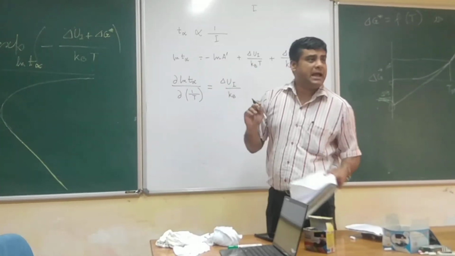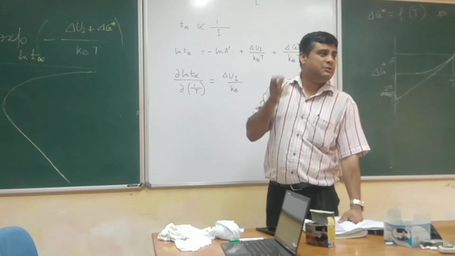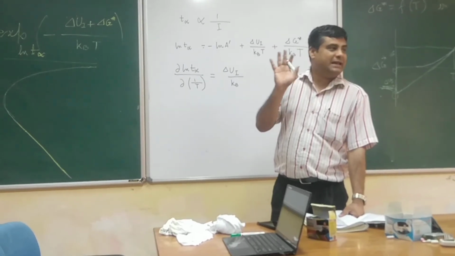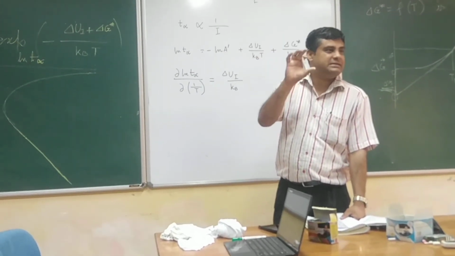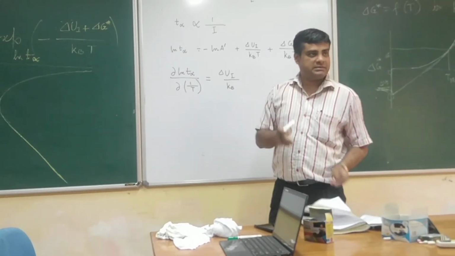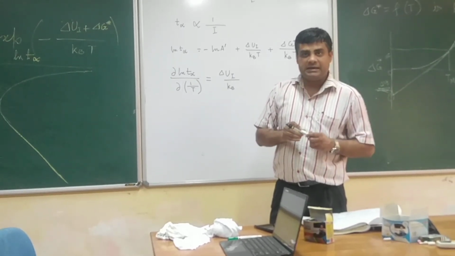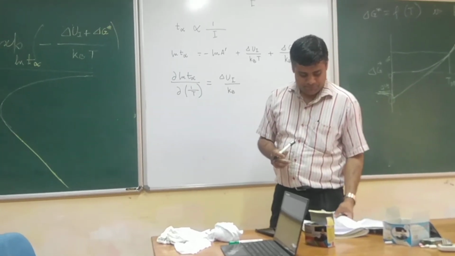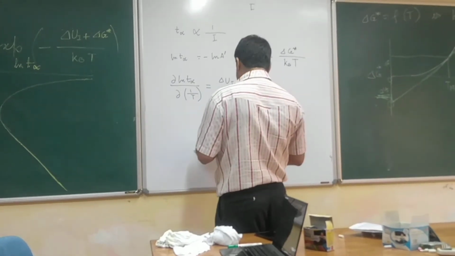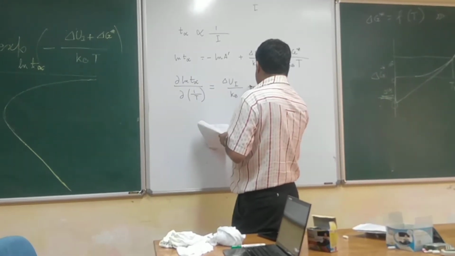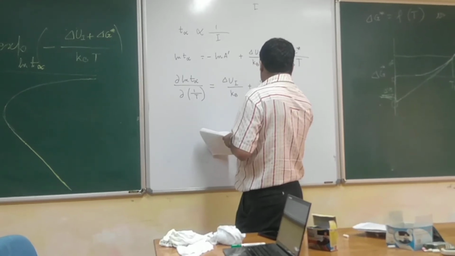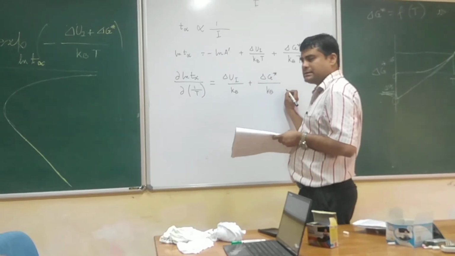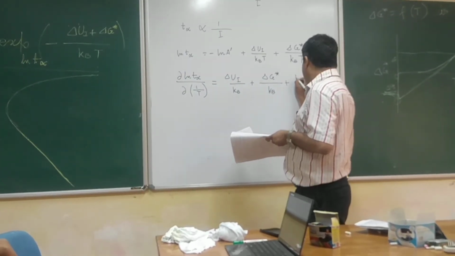In the previous class, if I have written delta Ui as Ui, you know that delta Ui and Ui are the same. It's the activation energy variable. If I have made any mistake in the notation, if I have not been consistent, keep it consistent. Okay. Delta Ui by kB, plus delta G star by kB. Anything else? Plus del of delta G star, del of 1 by T.